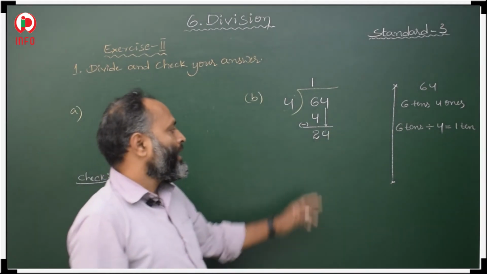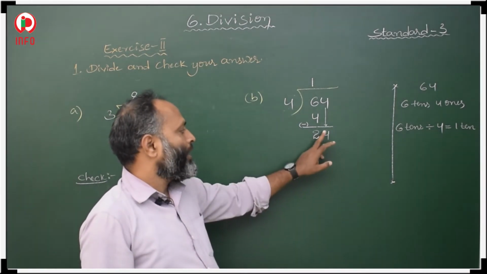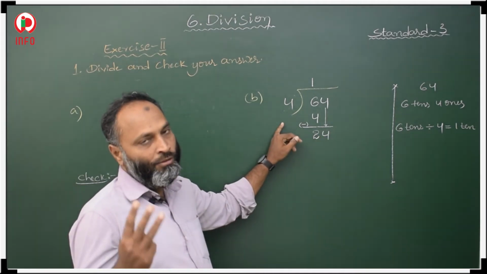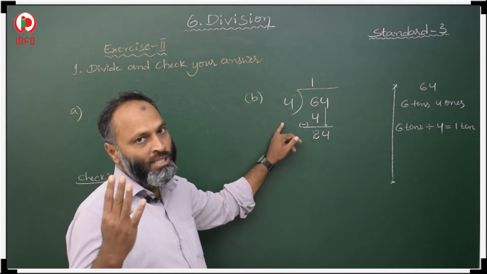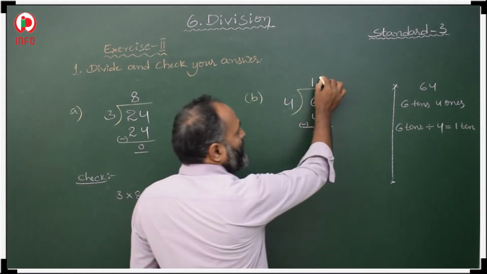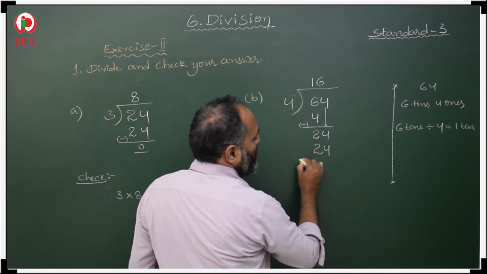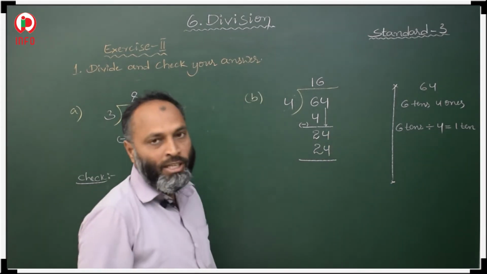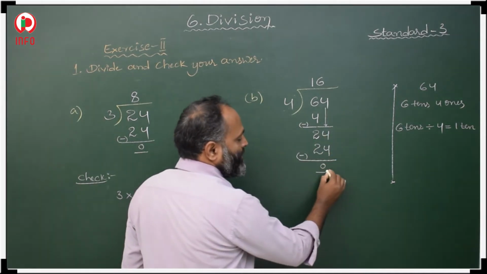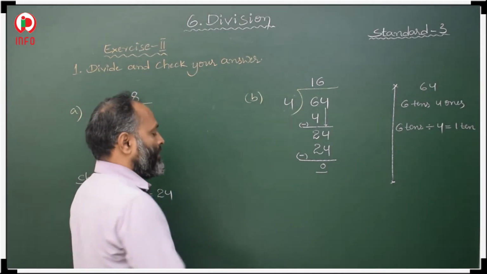So then in the 4 table, when will you get 24? Read your 4 table. 4 ones are 4, 4 twos are 8, 4 threes are 12, 4 fours are 16, 4 fives are 20, 4 sixes are 24. Then 24: 4 in the ones place, 2 in the tens place. Then minus. Same number minus same number is 0. This is our answer. Then check.